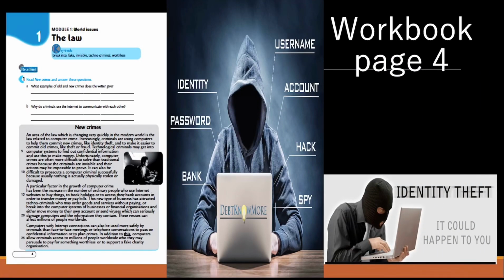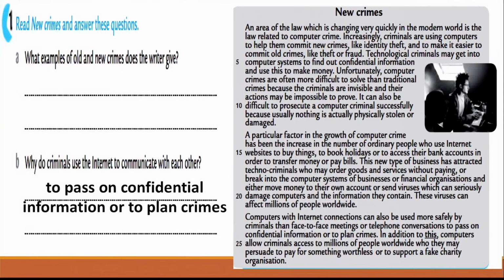Now this is your workbook, page 4, and you will find here that the vocabulary here, we've done that. And we have two questions here, A and B, and this is our reading passage. So let's get started together. It says here new crimes. So we have the word new crimes. This means we have, very good, old crimes. So we have old and new crimes. Now, the writer here told us about those two types, but he gave examples. So what are the examples?